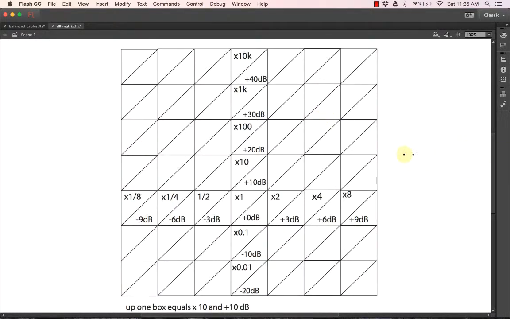Today we're going to learn about the relationship between watts and decibels when we're talking about amplifiers and audio signals and that kind of stuff.